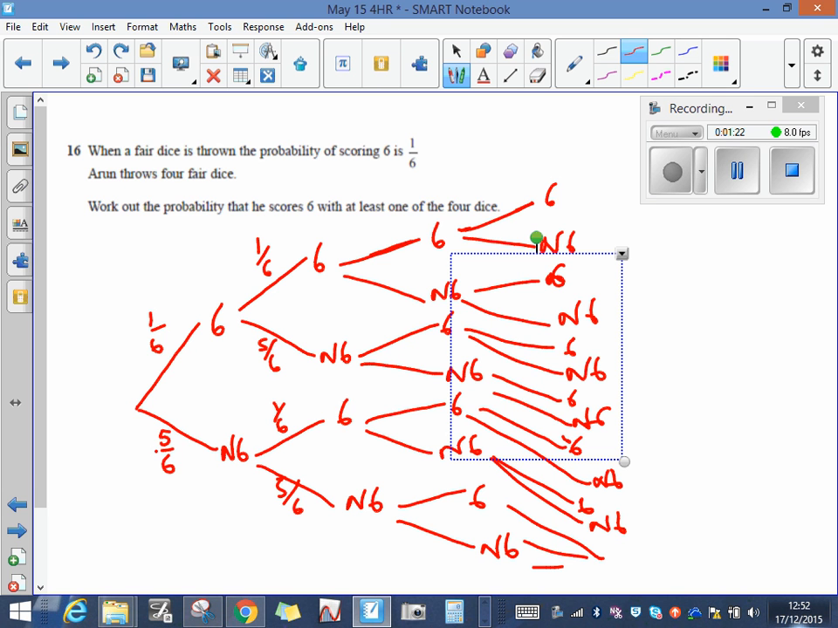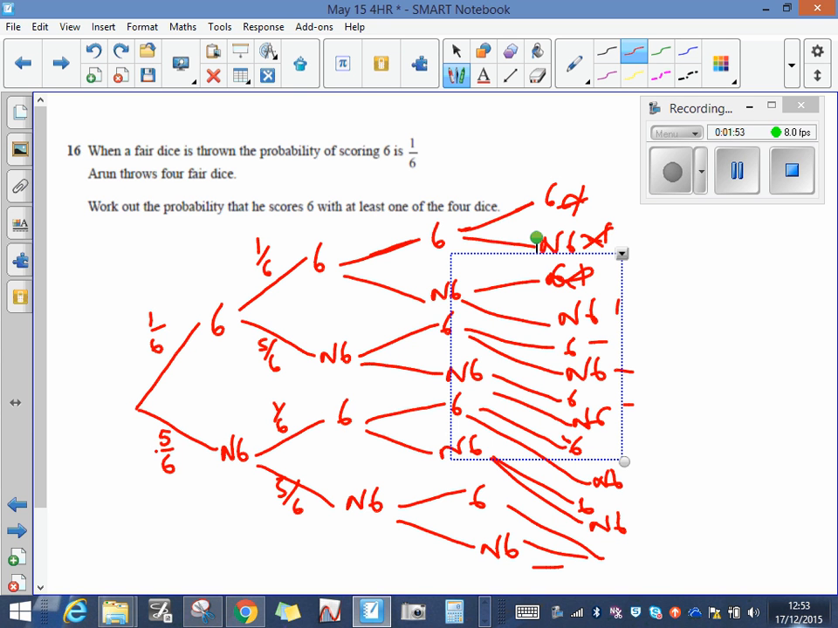Now, as you can see, it says the probability that it scores 6 with at least one of them. If you look at which branches are going to give you that, basically everything from the first branch onwards, everything where the first one is a 6, he's obviously going to be getting at least one 6. He could get a not 6 followed by a 6, so all of these next branches are going to be okay.